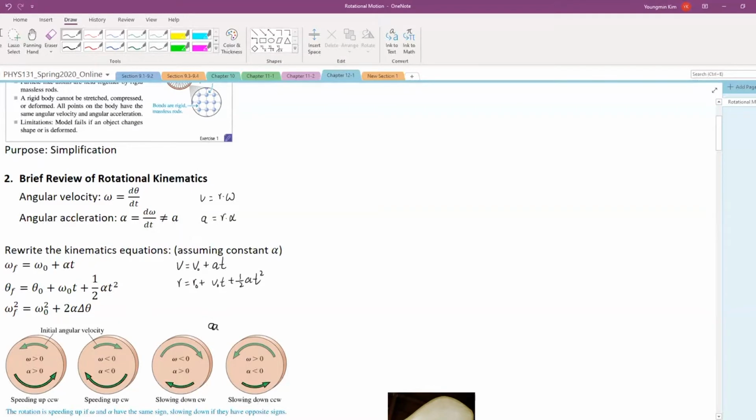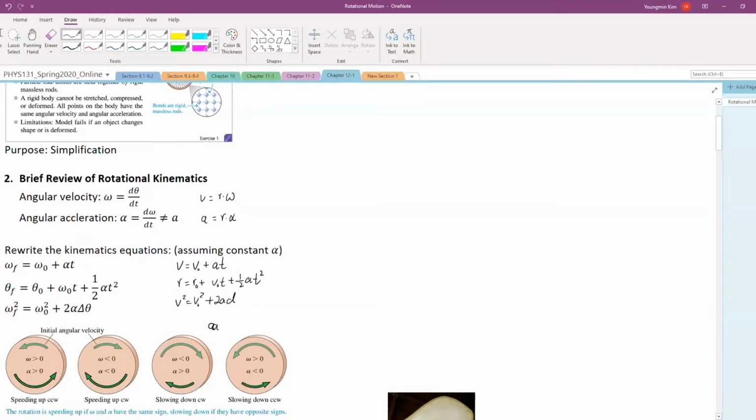Instead of the position, you have theta. The final theta is equal to the initial theta plus omega initial t plus 1/2 alpha t squared. And finally, the third equation, where you have v squared equal to initial v squared plus 2ad. Here, the only difference is that instead of the displacement, we have the change in theta. The total change, theta final minus theta initial, takes the place of the displacement in the linear version. So now we have a rewritten version of the kinematic equations.